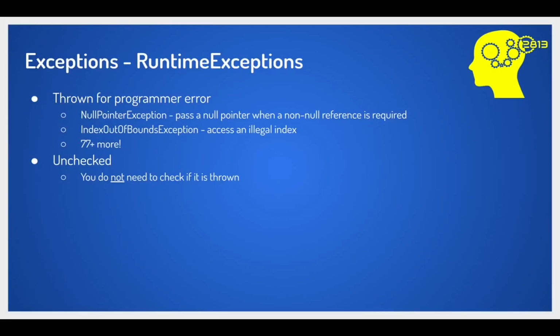There are multiple different types of exceptions. The first is runtime exceptions, which are generally for programming errors. Some examples are null pointer exception, index out of bounds exception, and a lot more. If a runtime exception is thrown, you do not need to check if it is thrown. You still may if you want to, but you do not have to.